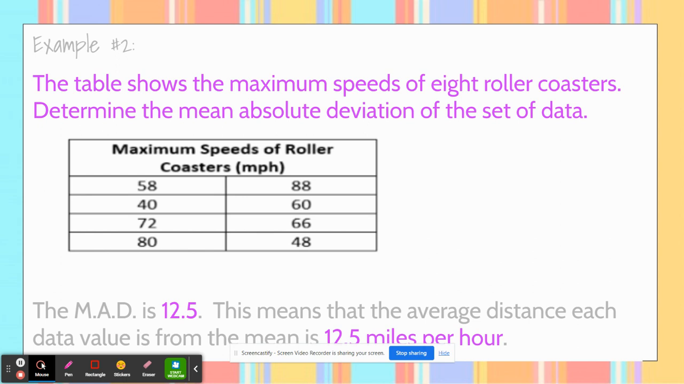In other words, each data value is approximately 12.5 away from the mean. The average distance each data value is from the mean is 12.5 miles per hour.